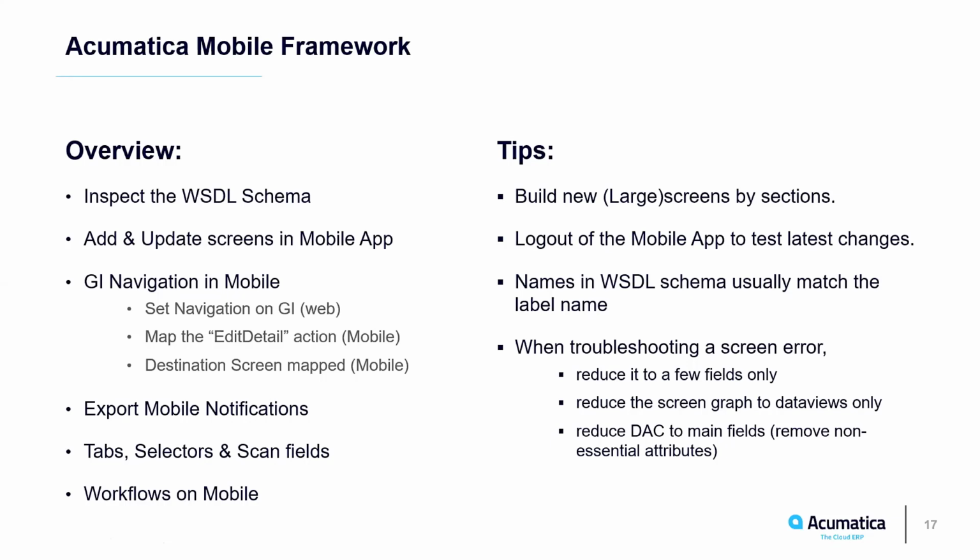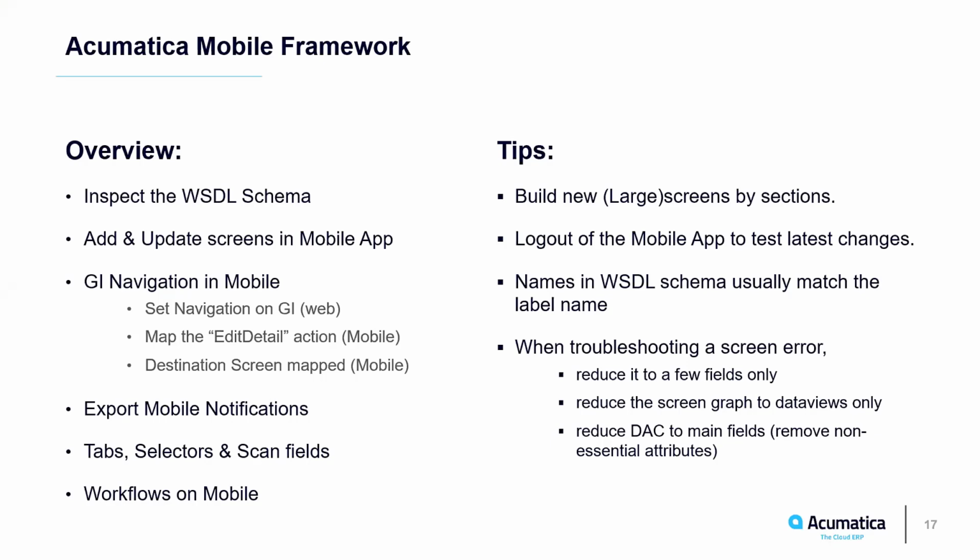If you want to navigate to a custom screen, then you need to create that screen manually, add it to the sitemap, and just make sure that it redirects to that screen. We also saw how we can export our mobile notifications from one instance to another, from one server to another, using that business event layer. And we talked about tabs, selectors, and how we can implement barcode scanning or QR code scanning as well on the mobile application. And last, we saw how the workflows will have an impact on your mobile application.